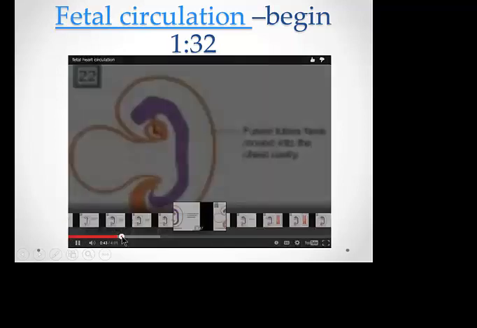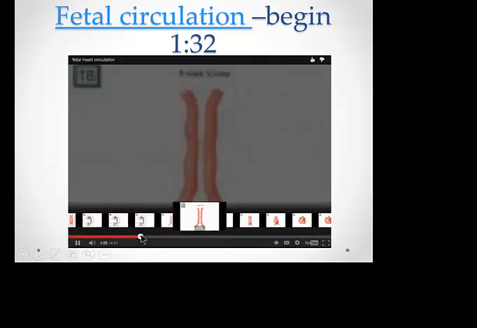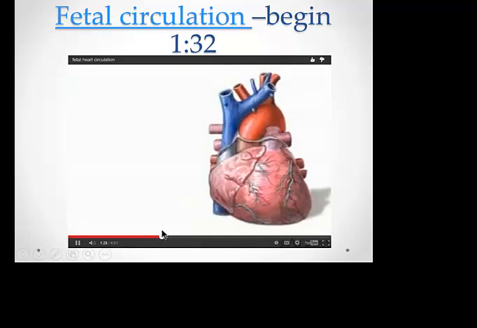The embryo's thoracic is only superficial.